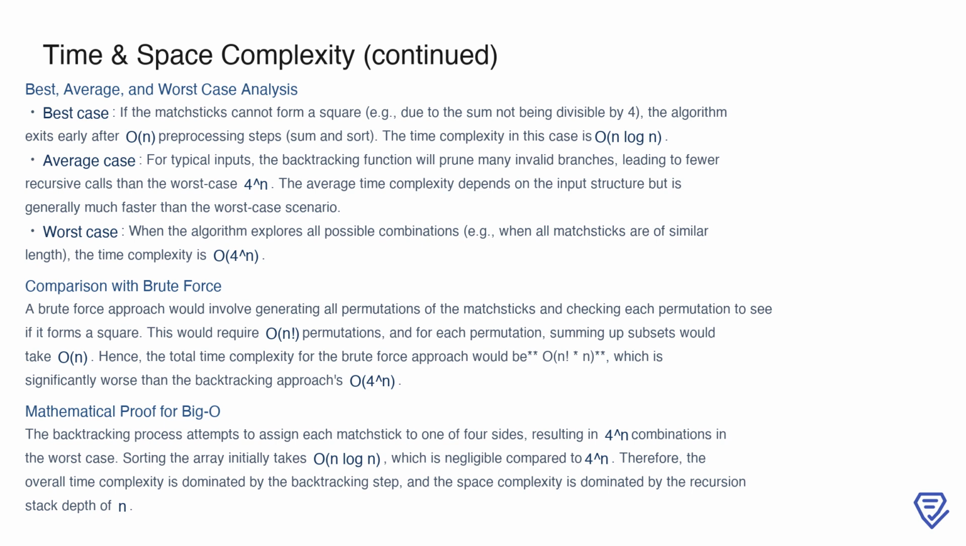Mathematically, the backtracking process generates up to 4 to the power of n combinations in the worst case, with the initial sorting step of O(n log n) being negligible in comparison. Therefore, the overall time complexity remains dominated by the backtracking step at O(4^n), while the space complexity is dictated by the recursion stack depth of O(n).